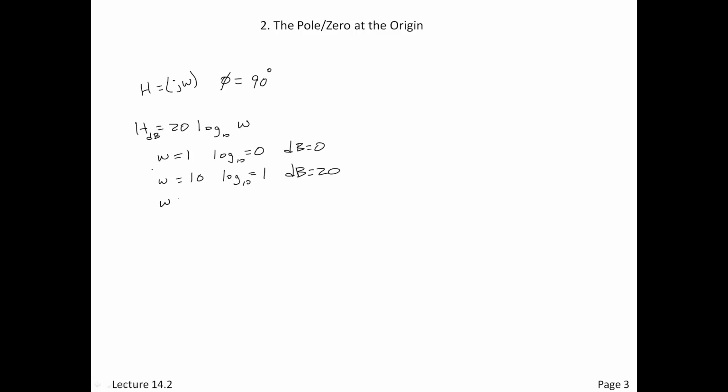And similarly, now this is the business about the log scale. If we want to go the other way, we could say if omega is 1/10, then the log of 1/10 is what? Minus 1. So the decibels will be minus 20. All right. Now notice what's happened. We've got 20 log of omega.